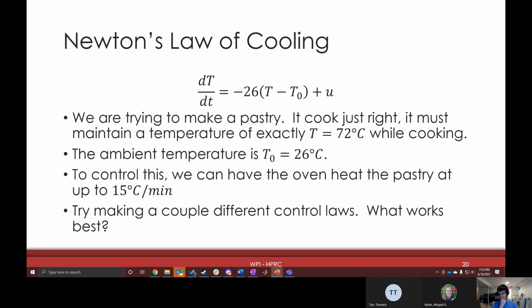As you know, there is an analytical solution to find t, but what I am looking for you to do is create a model for this using a state space, like with the previous examples. In our example, to perfectly cook our pastry, we need to maintain a temperature of exactly 72 degrees for some time, with the ambient temperature not being that. We have our control input, which can add up to 15 degrees per minute of heat to our pastry, and we can vary that.